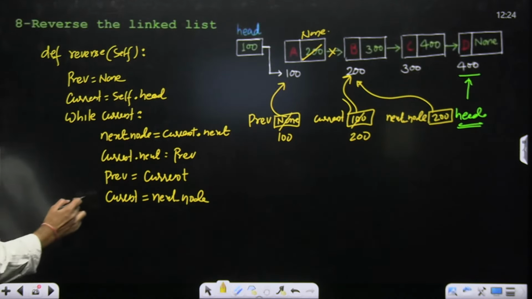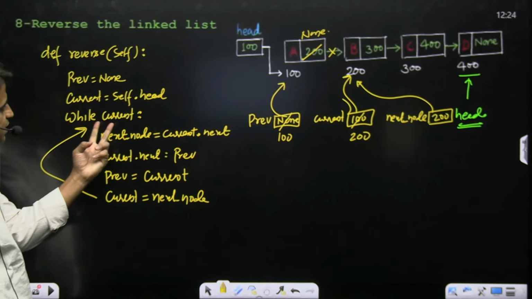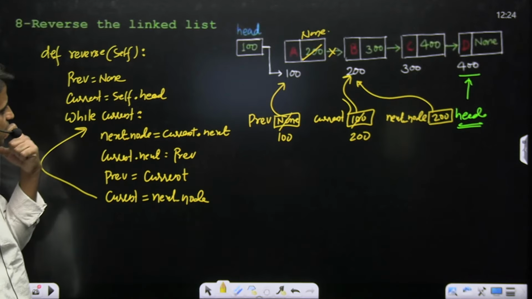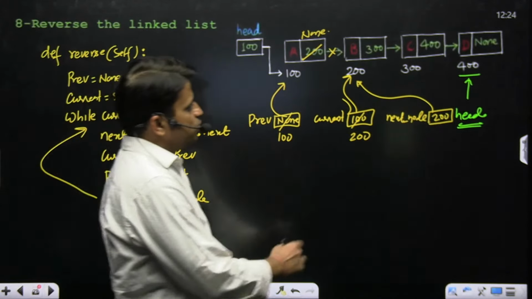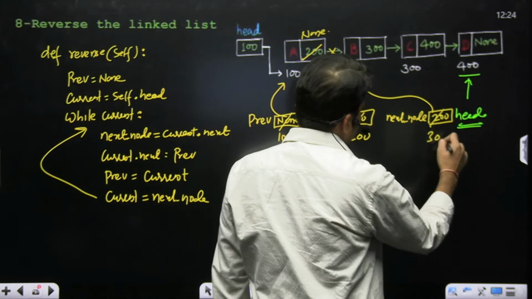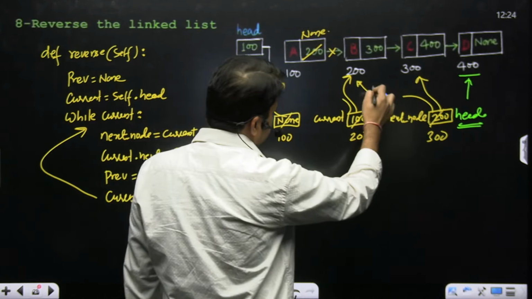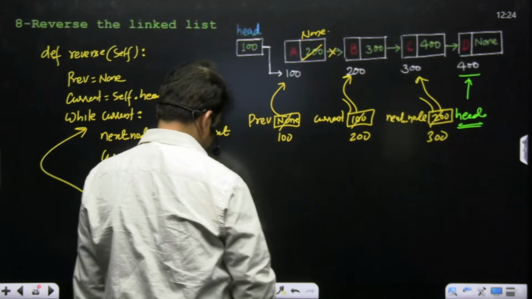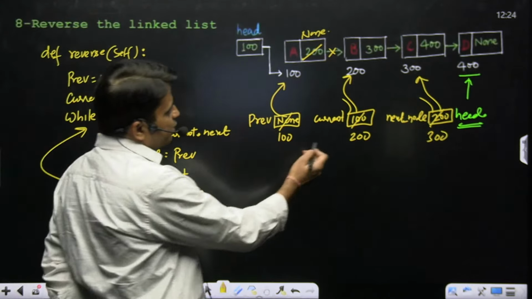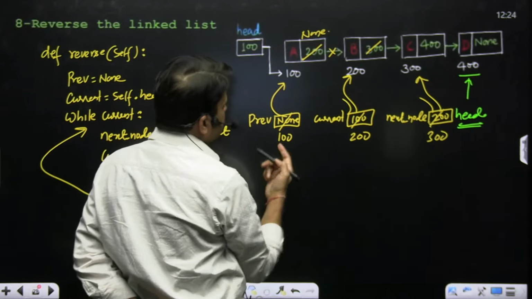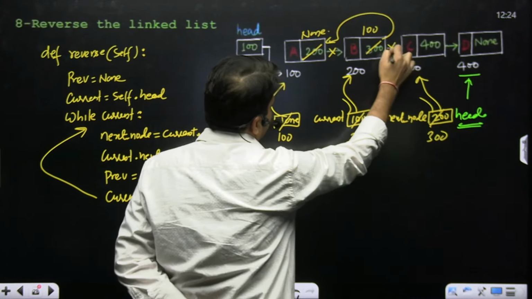Sir, after this, you go to this while loop. Next iteration, current not equals to none, bache. Current is 200. Yes, current is not none. So next node equals to current dot next, which is 300. So this one is pointing to this one. This connection is broken, student. So this connection is removed. Fine. And current dot next equals to previous. What is previous? Sir, 100. So this is pointing to this one. So this connection is broken here.